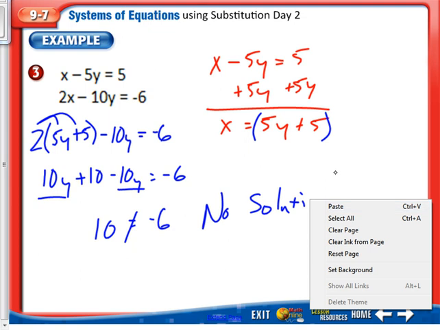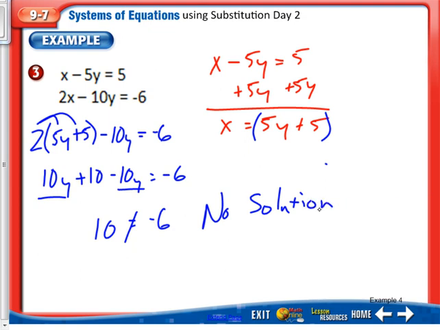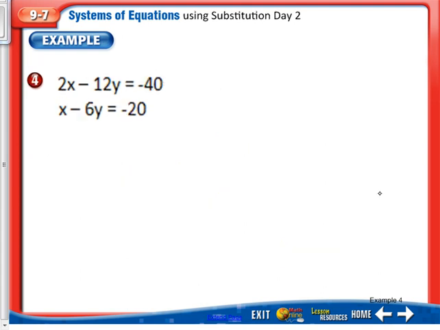No solution, and that's because there are parallel lines. Whenever you say no solution, I would like you to explain that they are parallel lines. That just tells me that you are remembering that the only time we can have no solution is when we have parallel lines because they never do cross. Okay.